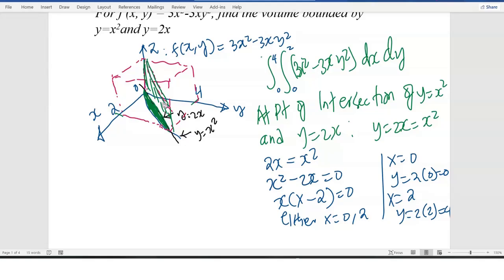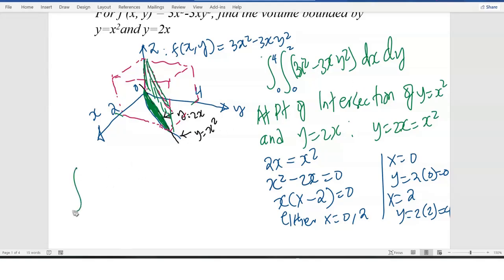So how do we get that? What we are going to do is keep one of these limits constant and the other limit is going to vary along a given axis. For example, if we maintain the limits of x to be 0 to 2, then the limits of y are going to be varying along the x-axis. So what am I trying to say?